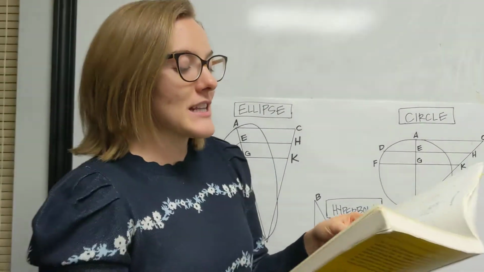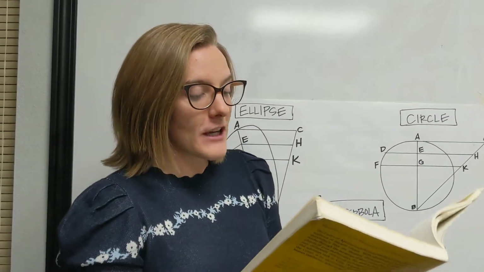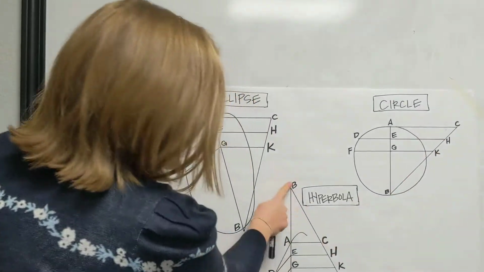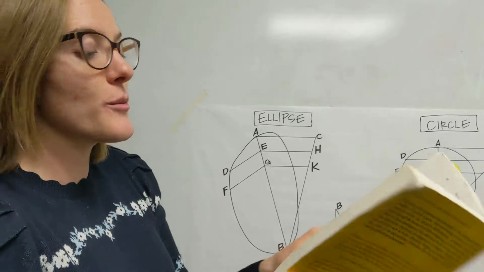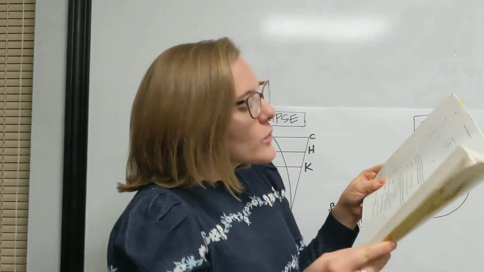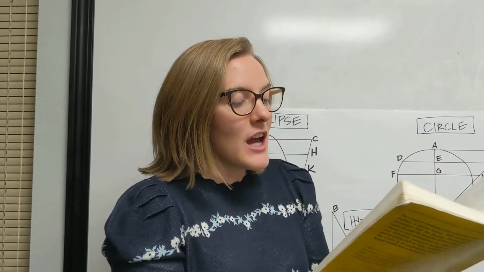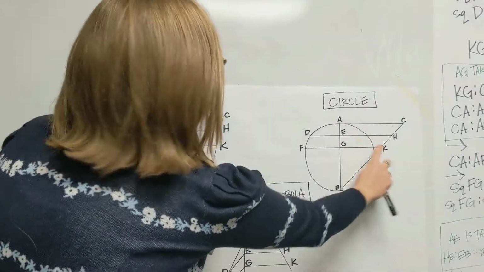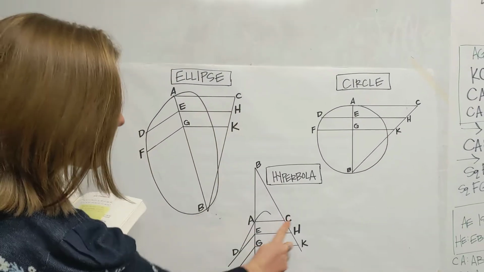He says, for let the straight line BC determining the figure be joined. BC is the determining line that we've been talking about. And through E and G, let the straight lines EH and GK be drawn parallel to the straight line AC. So we've drawn EH and GK parallel to the straight line AC in all of these shapes.